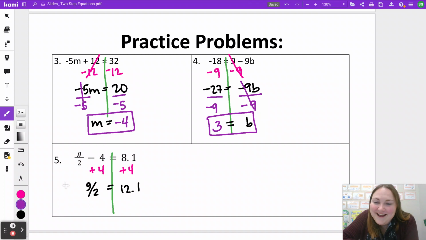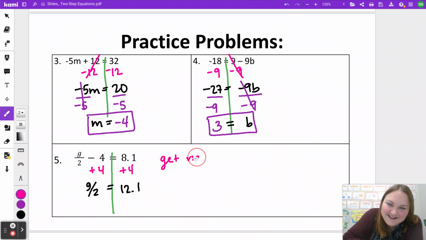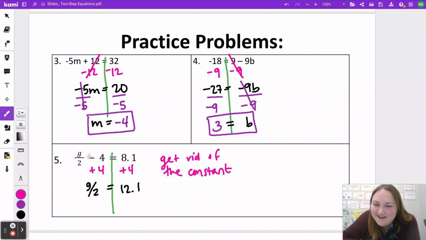For number 5, I got it started. It looks a little different, but we start the same way as always, right? My very first step is get rid of the constant. And so that is what I have done in pink. My constant is that minus 4, so I did the opposite, which is adding 4 on both sides.